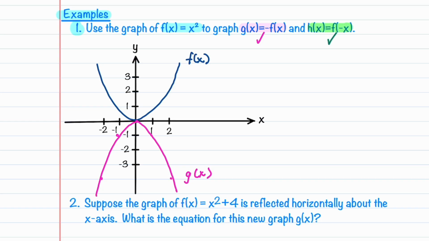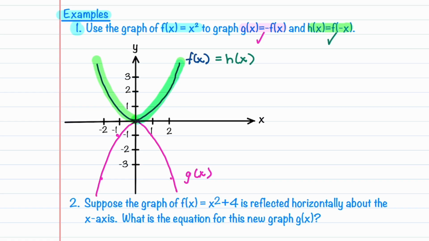Now let's graph h of x. H of x is f of minus x. So x has been replaced by minus x, and that means we're going to reflect the function over the y-axis. I'm going to do some highlighting to show how this works. The right side of f of x is going to flip over the y-axis, and it's going to become this graph. And then the left side of f of x is going to flip over the y-axis, and it's going to become this graph. So it turns out that the graph of f of x and the graph of h of x are exactly the same thing.